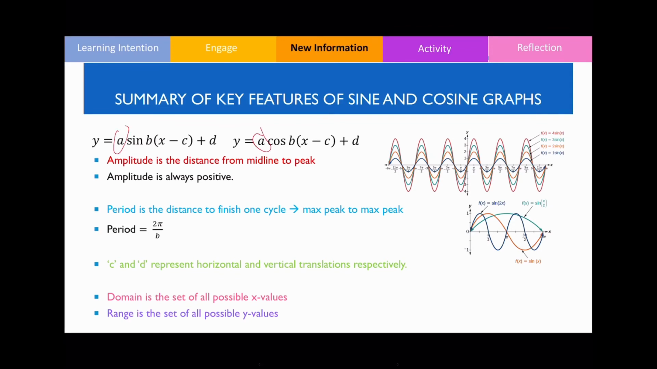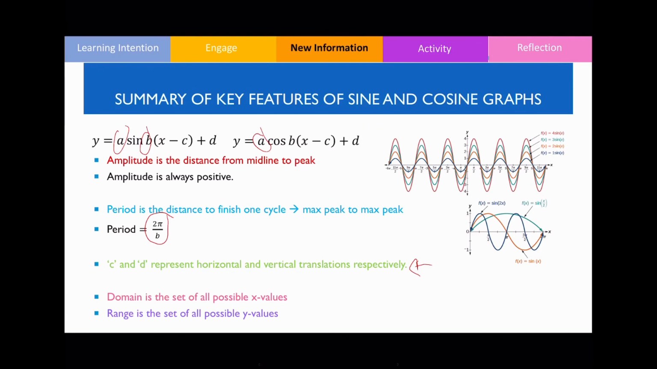The period, on the other hand, is the distance to finish one full cycle. And the best way to think about that is the distance from one max peak to the next or adjacent max peak, okay? And the way that you would calculate this is by going 2 pi divided by b, where b is always the coefficient, the number in front of x. C and D in the equation represent horizontal and vertical translations, and we'll talk about this more in the next lesson, but we don't really call them vertical and horizontal translations when we do circular functions. They have a different name instead.